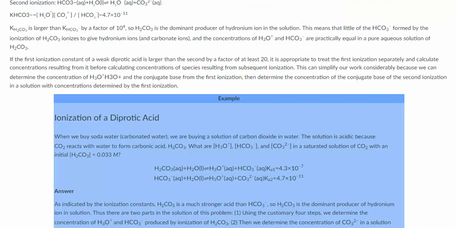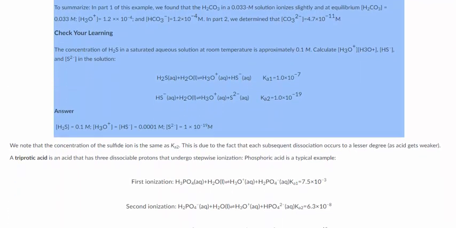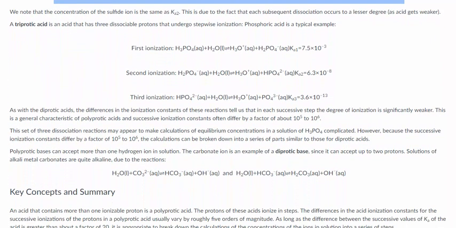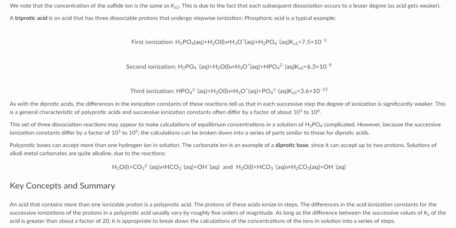Now we can have polyprotic acids and polyprotic bases. When you say a polyprotic base, that means you have a base that can accept more than one proton. An example of a diprotic base is the carbonate anion. Let's see if I can highlight it right here. That can accept 2 hydrogen atoms, so this is a diprotic base. It can accept 2 protons.